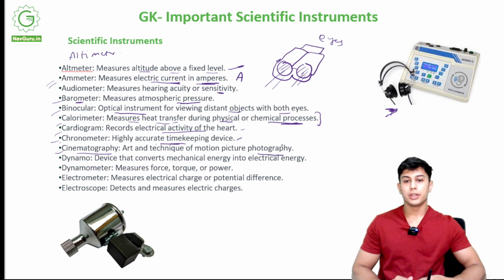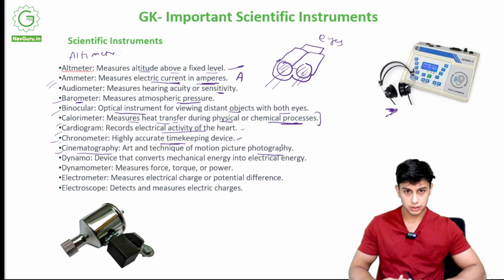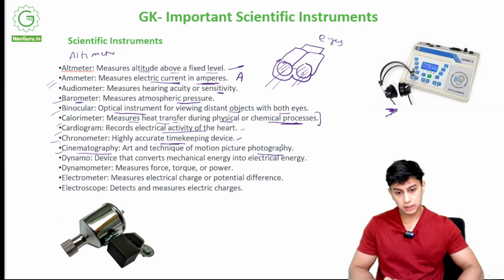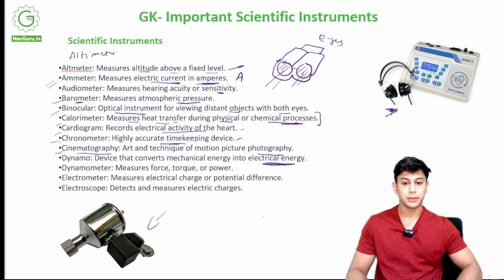Have you ever seen films, right? They are being recorded by cinematographers. They are behind the camera, they are recording it. Dynamo. Now what is a dynamo? A dynamo is a device that converts mechanical energy into electrical energy, right? What this does is you rotate this key using something and it will convert it into electrical energy.